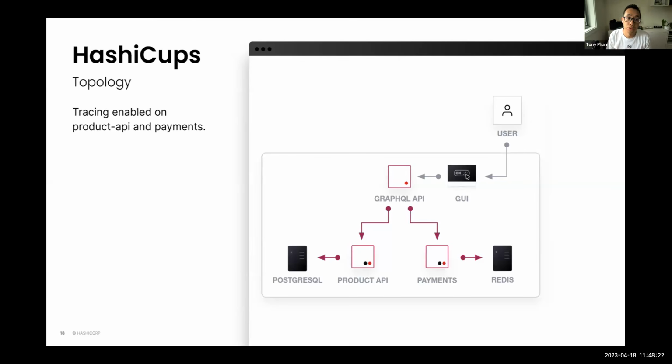I've already deployed this. This is running on Kubernetes, specifically EKS, running Consul service mesh, so everything is secure as well. But let's focus on some of the observability pieces.